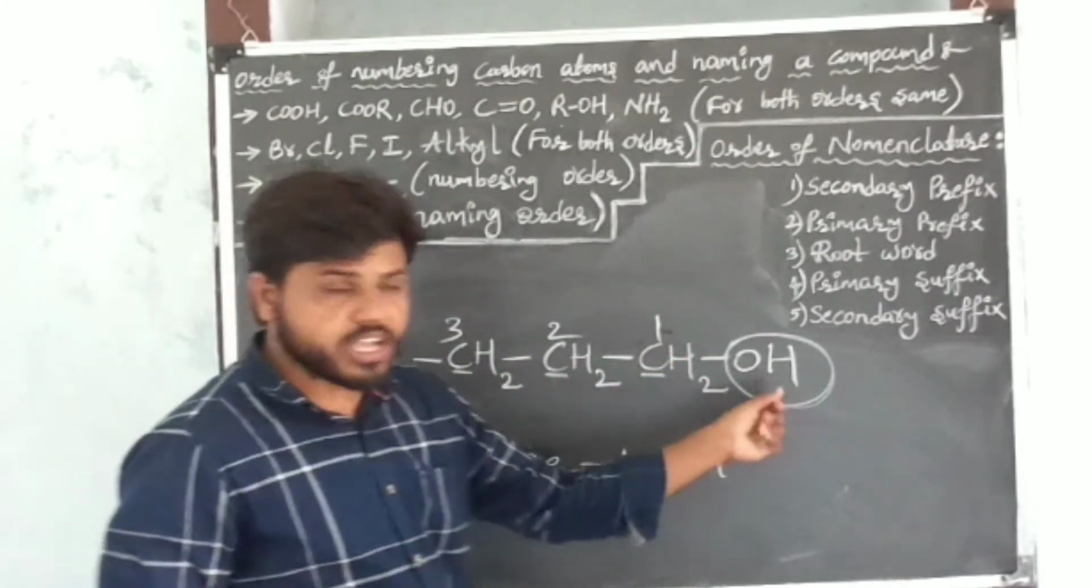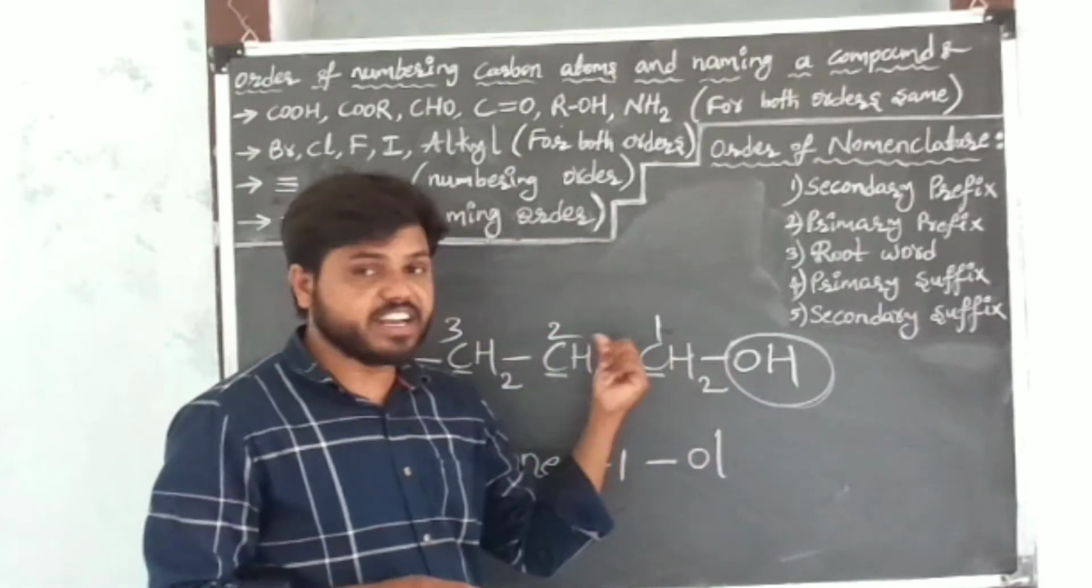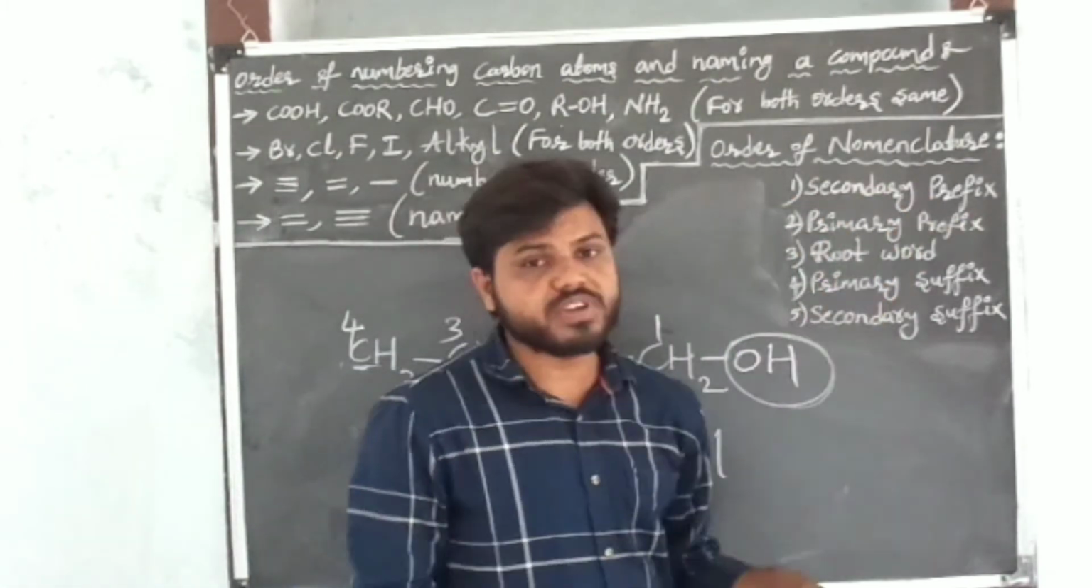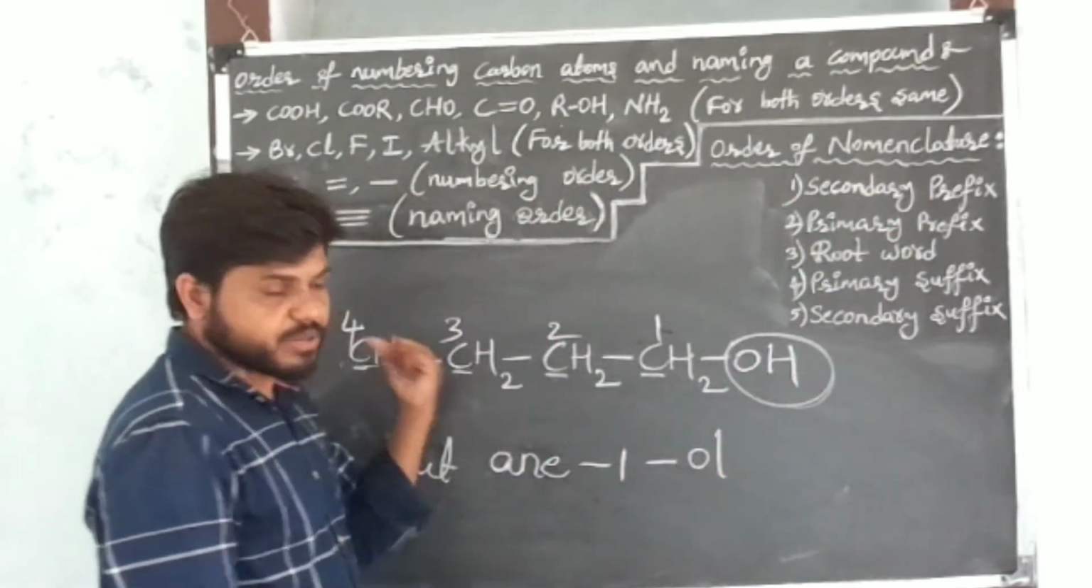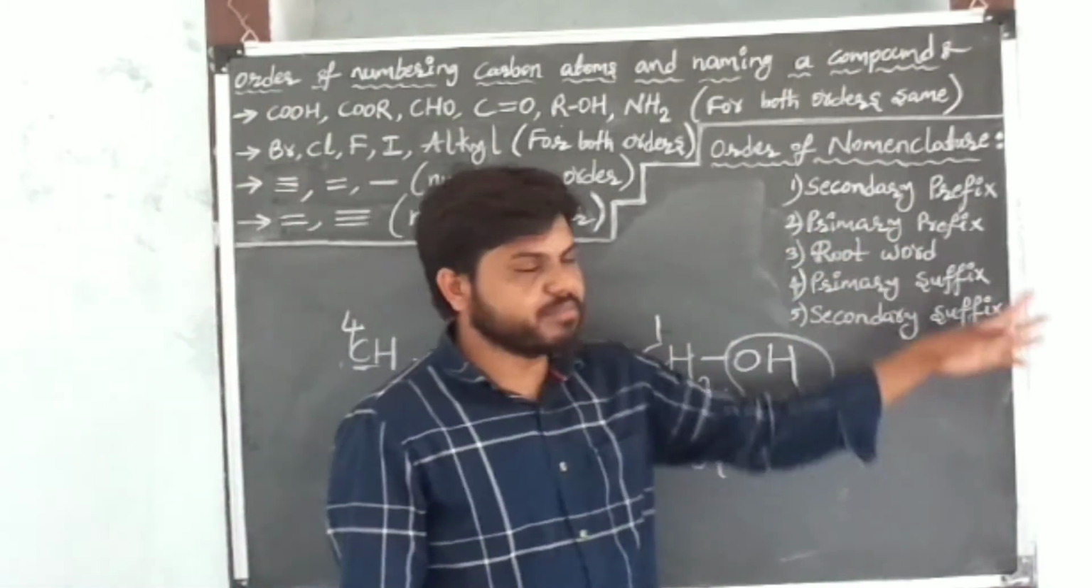After giving numbers, alcohol gets the first position, the least position, that is first. After giving numbers, write the second prefix. Second prefixes are substituents. Those substituents are not present in the given carbon compound. Then go to the primary prefix.